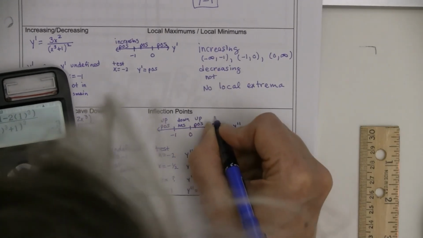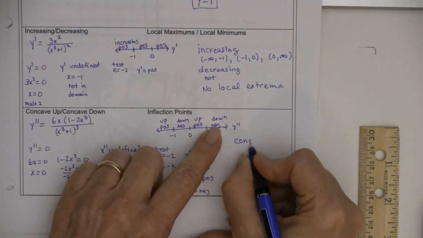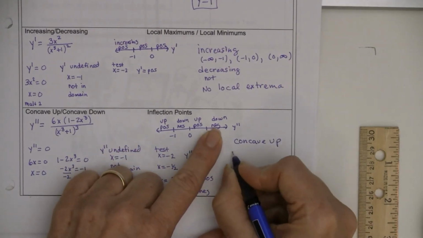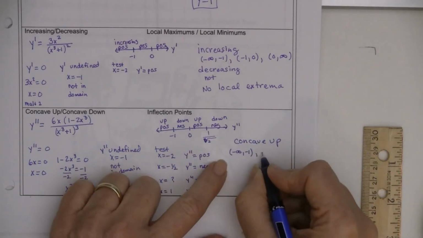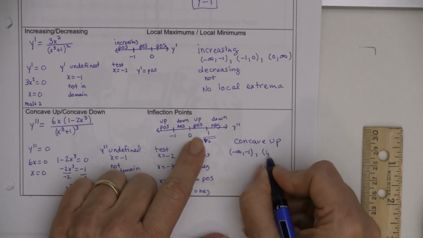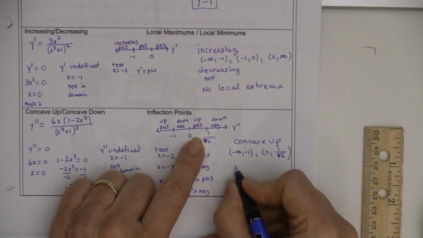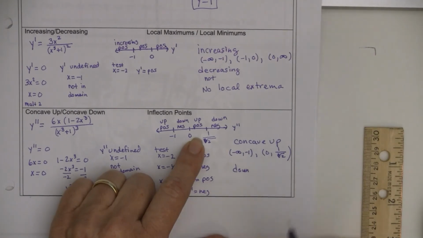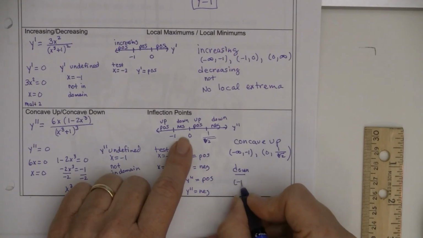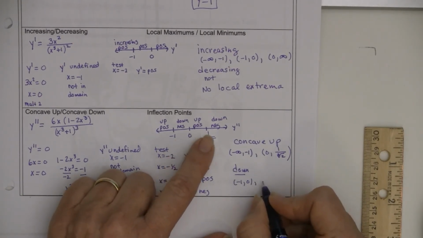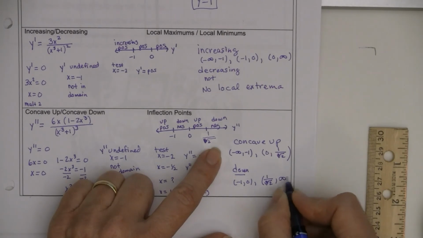So this is concave up. This is concave down. And so they wanted to know, where is it concave up? And that is from negative infinity to negative 1. Am I on the screen and I'm writing? Yeah. Comma. And also from 0 to 1 over the cube root of 2, a lovely point. And then concave down, it's going to be from negative 1 to 0. And also, we're going to have concave down from 1 over the cube root of 2 to infinity.